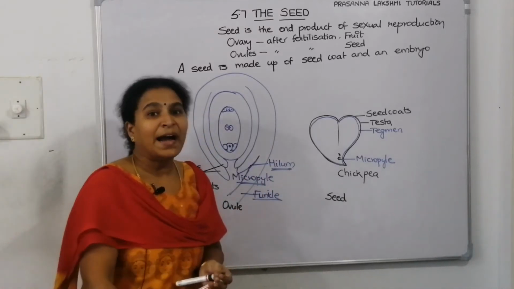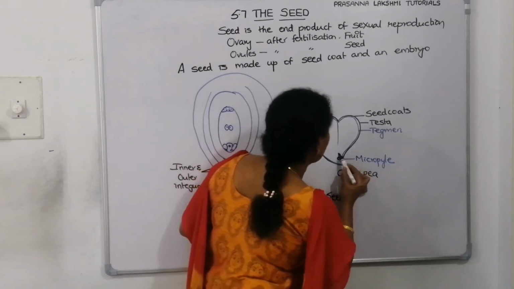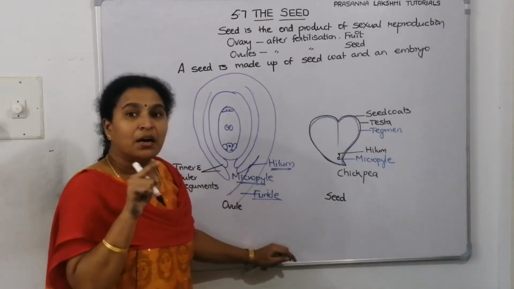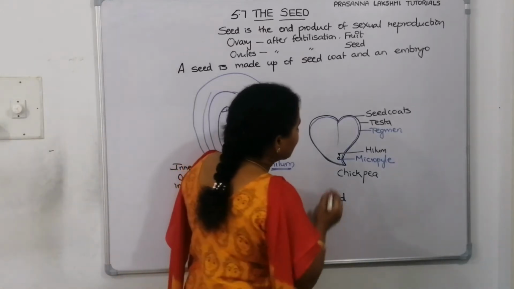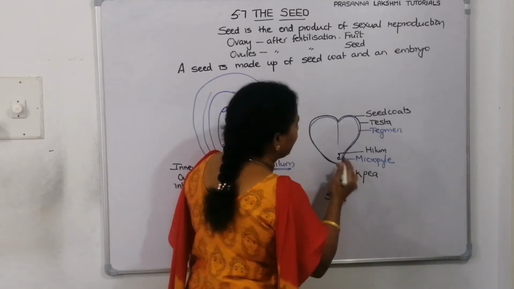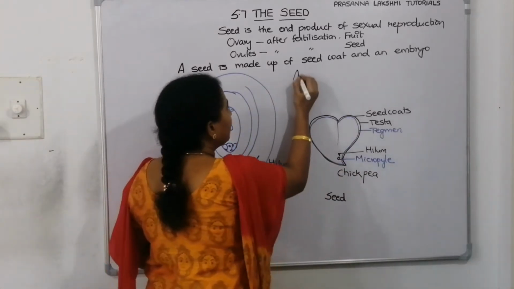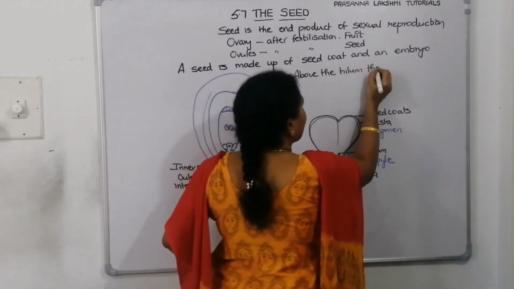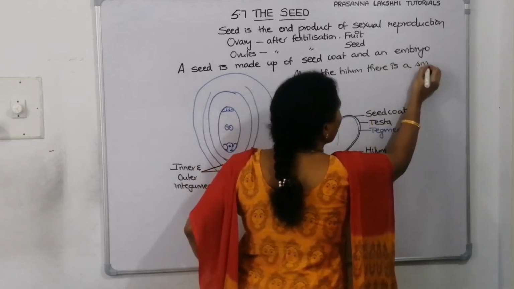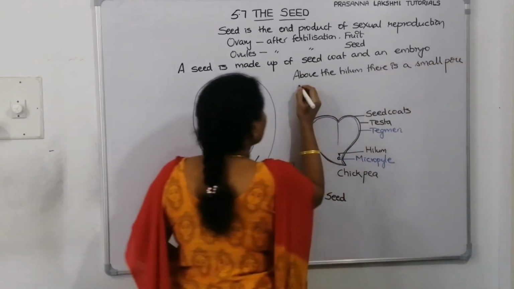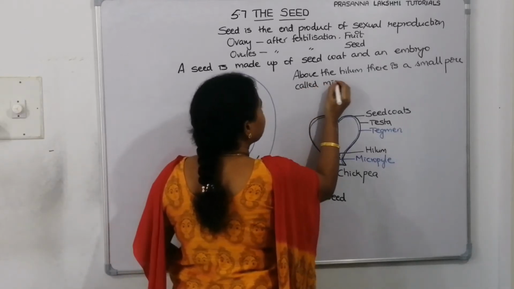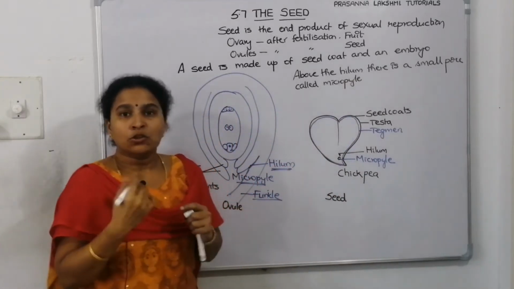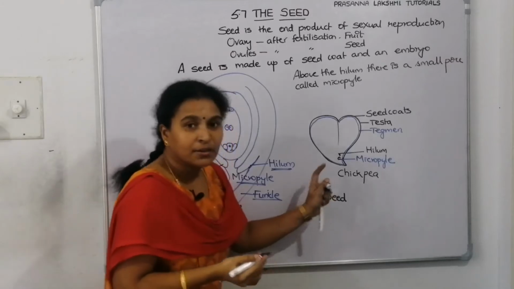Now in the seed also hilum is there. This is a scar. What is it called? Hilum. Now above the hilum there is a small pore called micropyle. Here you can see the pore below it, but actually if you reverse it, we tell it is above the hilum. What is that small pore called? Micropyle, through which the seed does respiration and absorbs water and all those things.